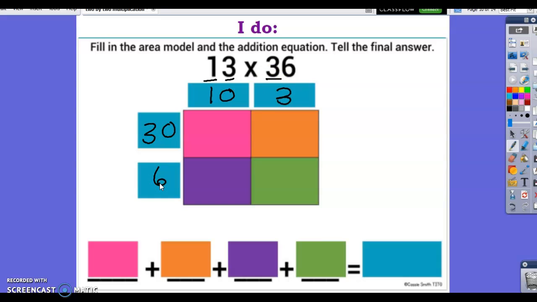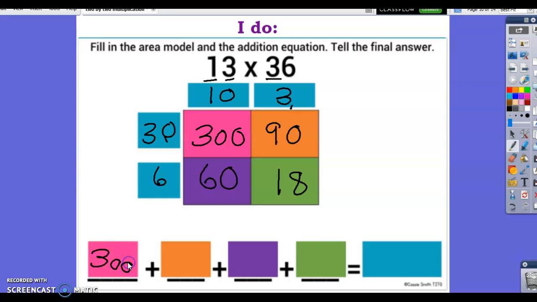Then you multiply. 10 times 30 is 300. Then you multiply 30 and 3, and that is 90. Then you multiply 10 and 6, you get 60. And then you multiply 6 times 3, and you get 18. Remember, if you want to write in the equations inside of those, you can. And because it's color-coded, you can just line them up and add them in. 300 plus 90 plus 60 plus 18.